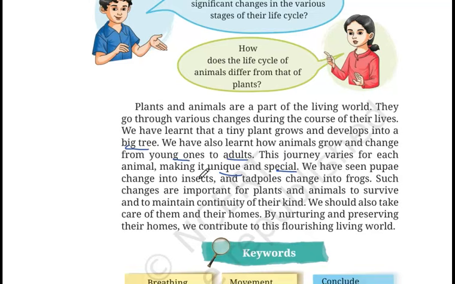We have seen pupae change into insects and tadpoles change into frog. Such changes are important for both plants and animals to survive and maintain a continuity of their kind. So we should also take care of them and their homes. By nurturing and preserving their homes, we contribute to the flourishing living world. So that's all for the chapter.